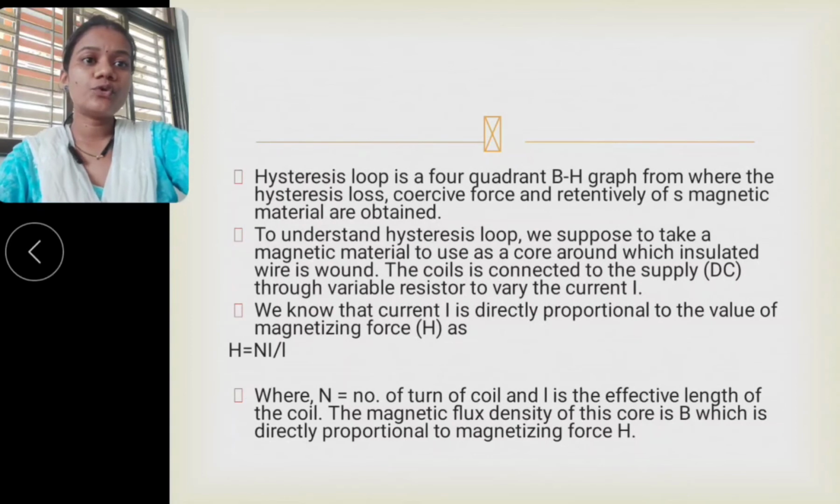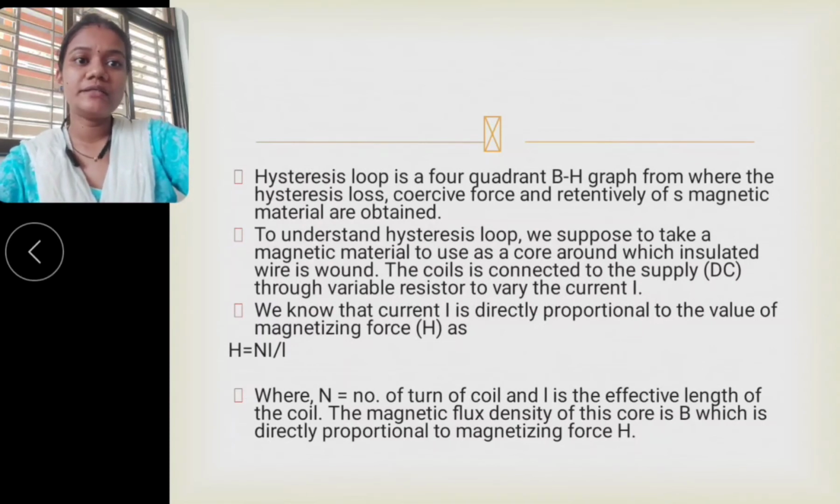Hysteresis loop is a 4-quadrant BH graph from which the hysteresis loss, coercive force and retentivity of a magnetic material are obtained. To understand the hysteresis loop, we take a magnetic material as a core around which insulated wire is wound. As we know, the current is directly proportional to the value of magnetizing force, so H is nothing but Ni upon l.